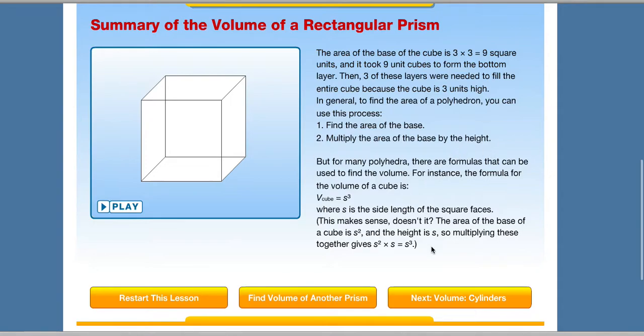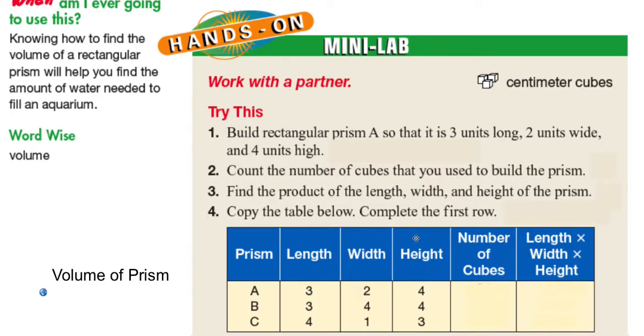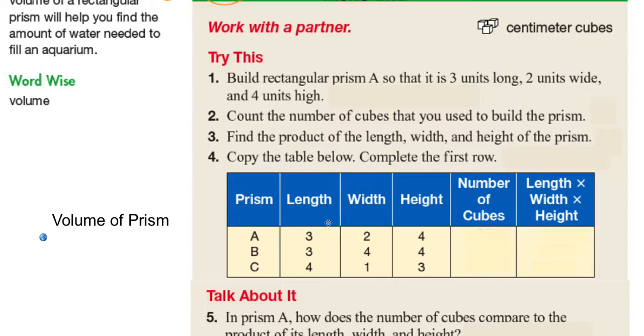So let's go back to our lesson right here. If you build a prism with a length of 3, width of 2, and height of 4, how many cubes will it need to fill that particular rectangular prism? Remember, they talked about in the video that if you want to find the volume, you need to get this formula down: base times height, where, remember, capital letter B means area of the base.